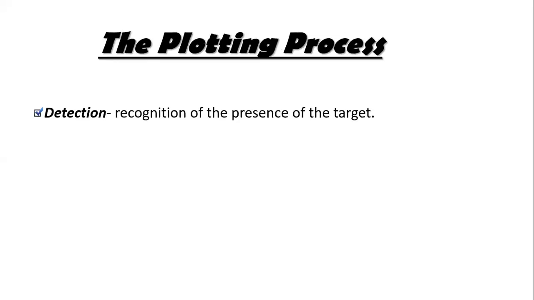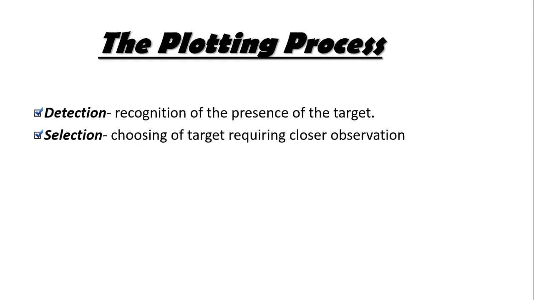Now, we go to the plotting process. Detection, it's the recognition of the presence of the target. Meaning to say, you should be aware of how many vessels around you involve the risk of collision. Selection, choosing of target requiring closer observation. So if there are thousands of targets, it doesn't mean that you need to acquire and plot those targets. You have to choose which targets require closer observation.